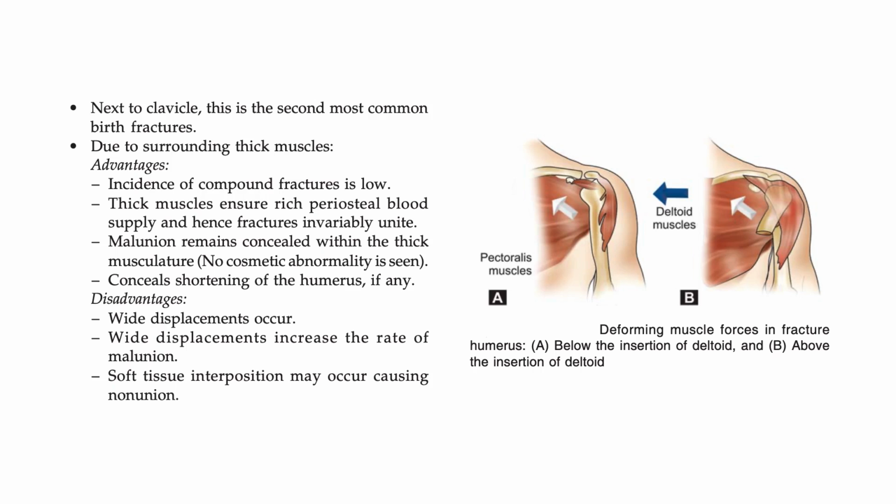Further, there are certain disadvantages. A wide displacement occurs, and wide displacement can increase the rate of malunion. Soft tissue interposition may occur, causing non-union. Also, due to the ball and socket variety of this joint, the malunion usually does not cause functional disability. Basically, it is more of a functional issue and not at all dysfunctional.